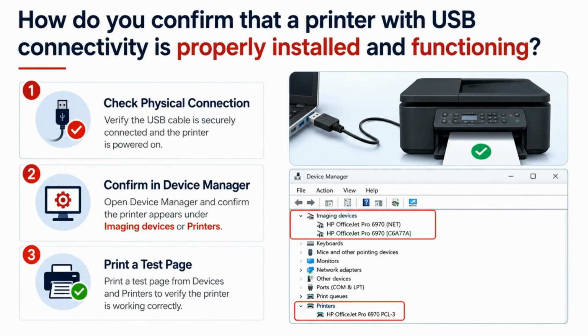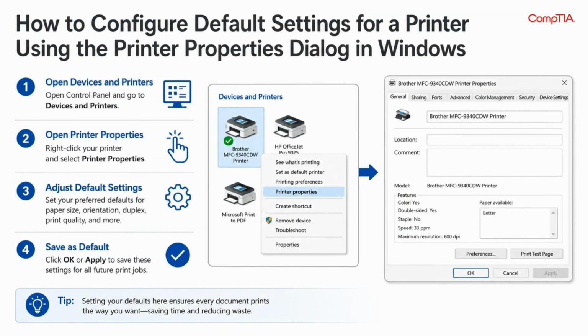To confirm a USB-connected printer is properly installed, check the physical USB cable connection and make sure the printer is powered on. Confirm it appears under Printers and Device Manager, and print a test page from Devices and Printers to verify it's actually functioning. To configure default settings using Printer Properties in Windows, open Control Panel, go to Devices and Printers, right-click the printer and choose Printer Properties, then adjust defaults like paper size, orientation, duplex, and print quality. Those settings apply to all future print jobs.